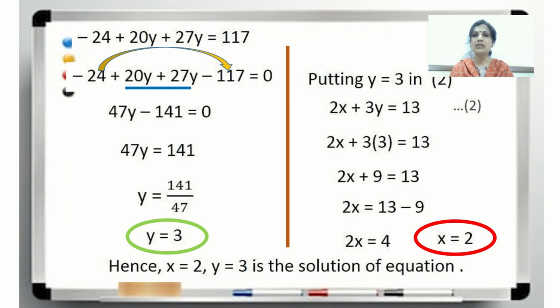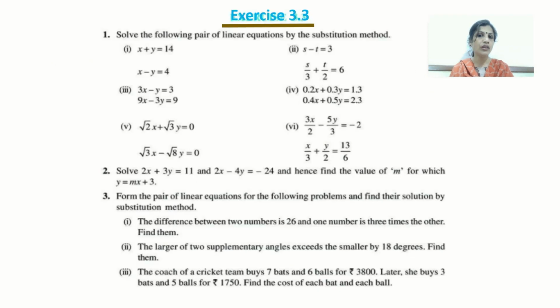So this is exercise 3.3. This is the page from your textbook. From question number 1, we have solved the second sum, third, fourth, fifth and sixth. So question number 1 we have completed. This particular sum seems very simple. I didn't solve it, and this is for your homework. Tomorrow we will start with question number 2, exercise 3.3.